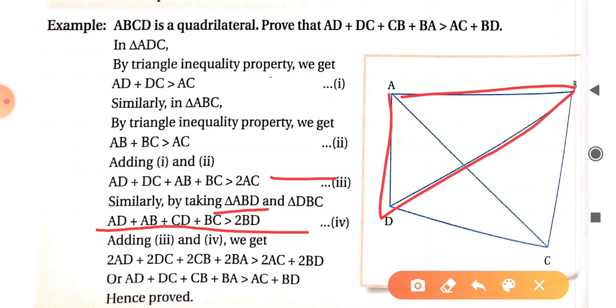Make it the third equation and make it the fourth equation. Then add third and fourth, because we need AC and BD in addition. Then we get these sides doubled. So we get 2AD plus 2DC plus 2CB plus 2BA is greater than 2AC plus 2BD. Then the 2s are cancelled, and we get AD plus DC plus CB plus BA is greater than AC plus DB, and it is proved.